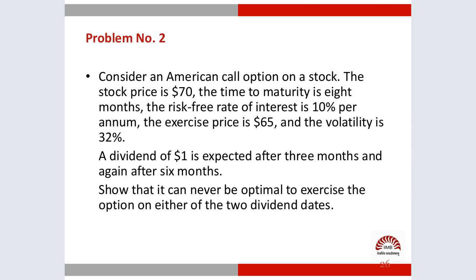What about this? An American call option on a stock. The stock price is $70 today, and the time to maturity is 8 months. The risk-free rate is 10% per annum, and the exercise price is $65. Volatility is 32%. Now you have a dividend of 1 expected after 3 months, and another dividend of 1 expected after 6 months. Your call option maturity is 8 months, and therefore both these dividends will be paid before maturity.